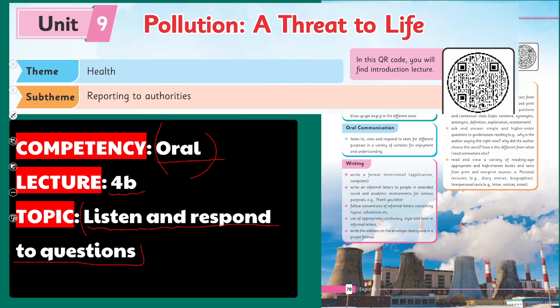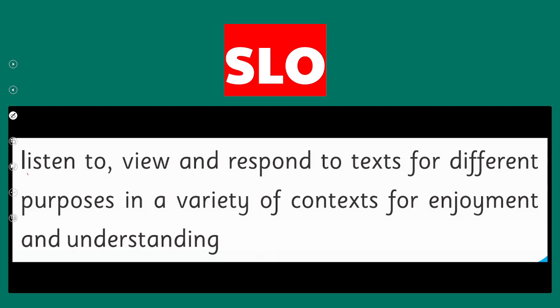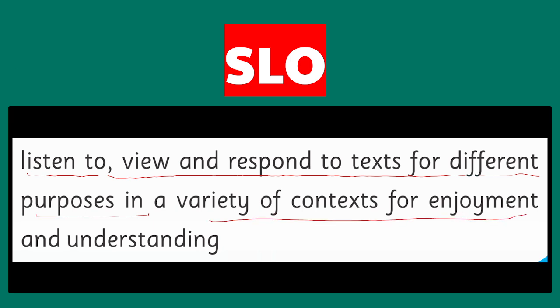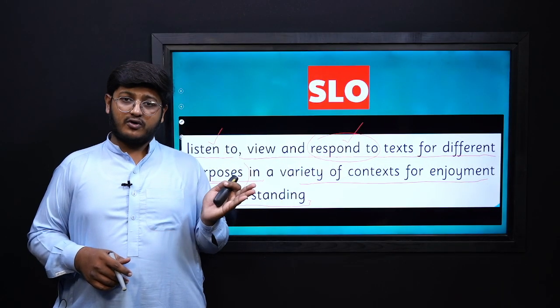So let's go further. What the SLO is stating: the SLO states that listen to, view and respond to text for different purposes in a variety of contexts for enjoyment and understanding. So the SLO is mainly concerned with listening to different texts and then responding to them, and also finding out the different purposes of the text. So we have to listen to a number of texts with different purposes, and we have to listen to them carefully. Then, according to the understanding which we have made from the listening, we have to respond to those texts. So let's go further. I hope you have understood what the SLO is and what we have to focus on in this SLO.